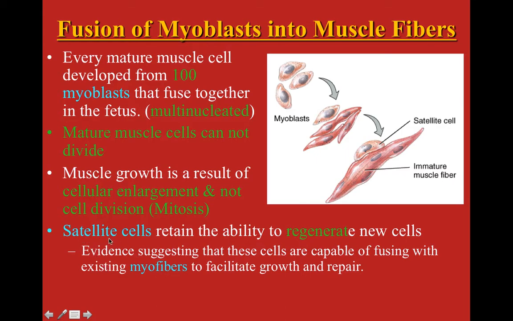These satellite cells, which we see here in this illustration, come in and enable this muscle fiber to add to it or strengthen it. It's kind of like slapping some plaster on a hole in a wall. Evidence suggests that these cells are capable of fusing with existing myofibers to facilitate growth and repair. So these satellite cells are kind of like those repair cells.